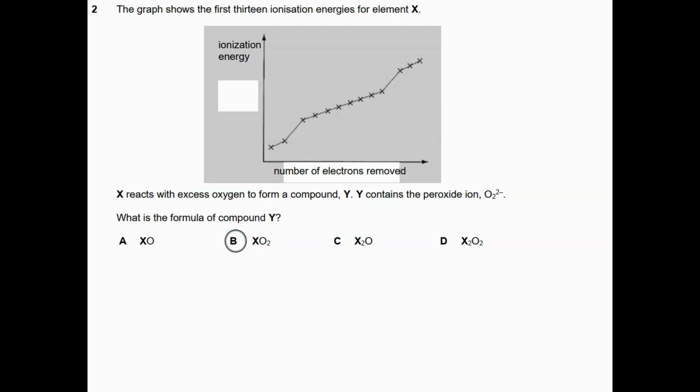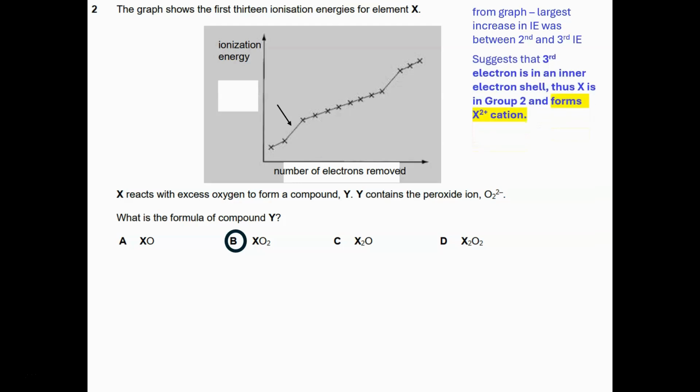Question 2, answer here is B. So we are looking at a graph of IE versus number of electrons. And the thing that should stand out the most to you is the big jump from second to third IE, which is indicated on the graph now. And what this tells us is that the third electron was removed from an inner shell. That's why it's much higher in energy.